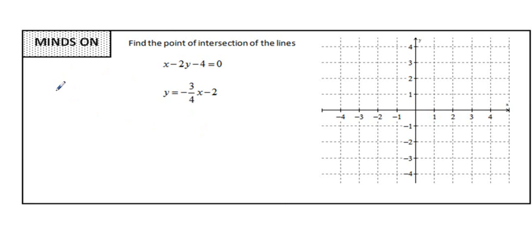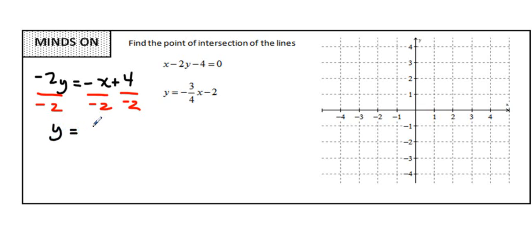So we're going to graph x minus 2y minus 4. So in order to do that, I'm going to rearrange the first one. So that's going to be minus 2y equals minus x plus 4 when I move the x and the minus 4 over. And then, of course, we have to divide through by negative 2 on all terms. And so what I end up with here is y equals 1/2 x minus 2.